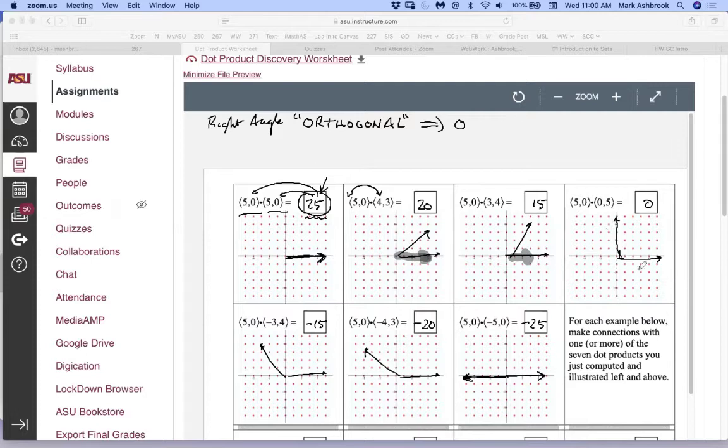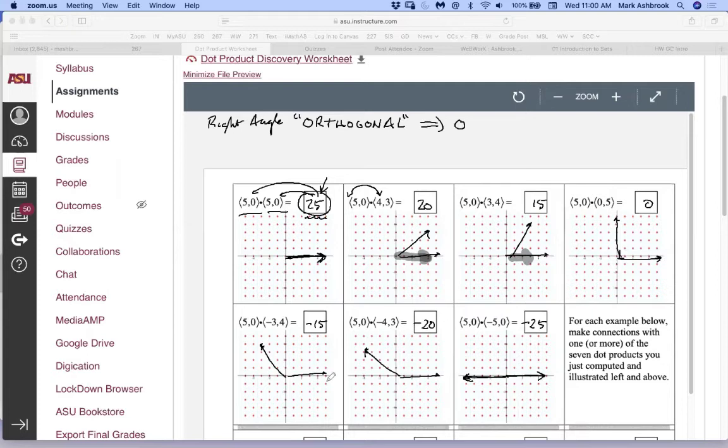0. None, right? So orthogonal means they have no commonality in direction. They're facing exactly in different directions. There's no part of this that's parallel to this. Therefore, the dot product was 0.